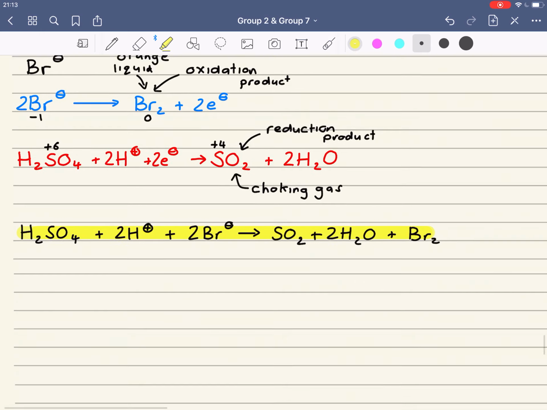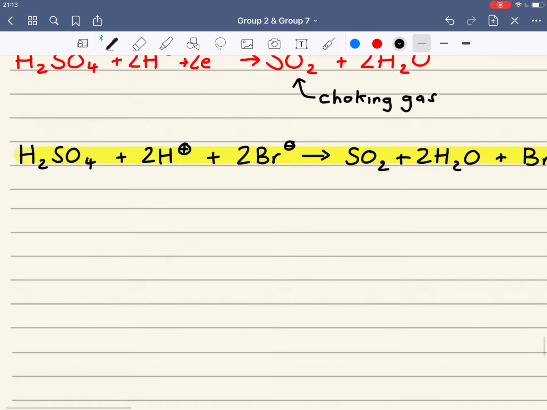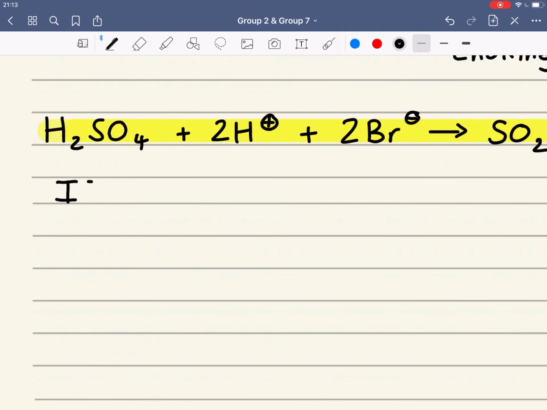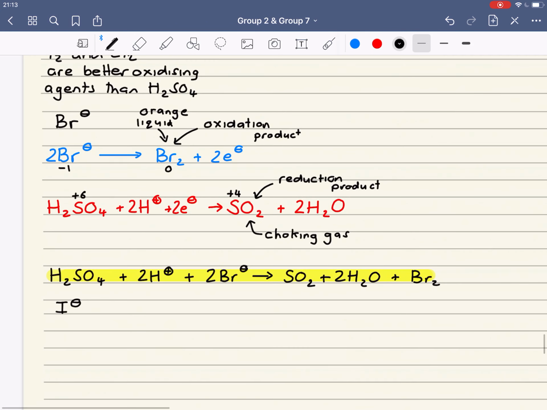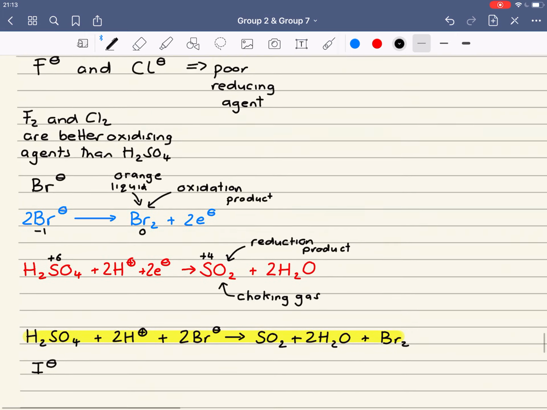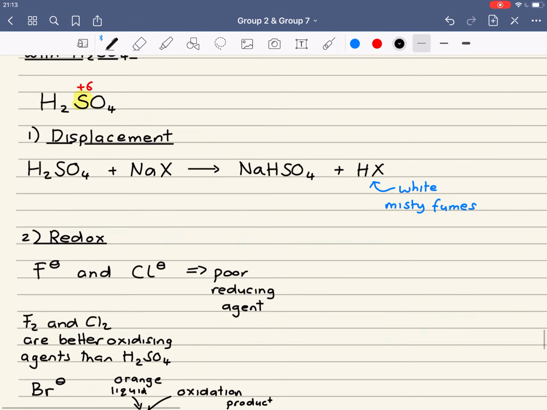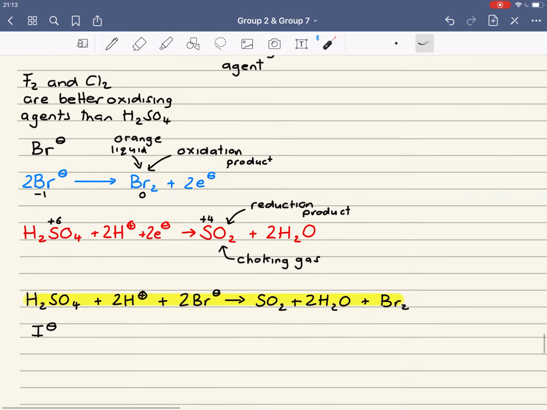Now, the next halide ion is the iodide ions. The iodide ion is the best reducing agent of all. It wants to lose its electrons more than anything. So what iodide ions will do, they will reduce this sulfur here even further. That is, it will give it even more electrons and make this oxidation state go down even more.